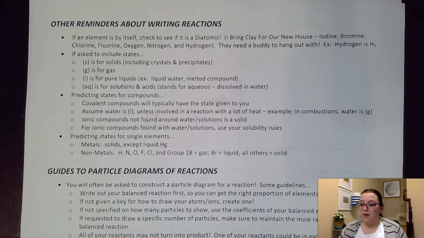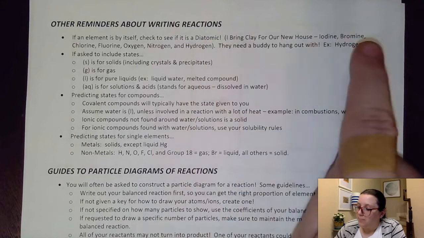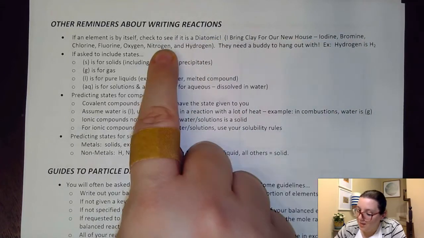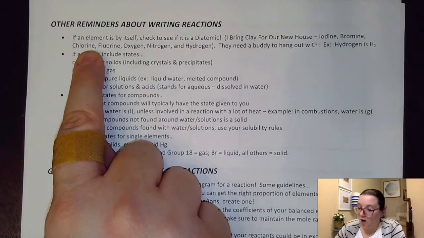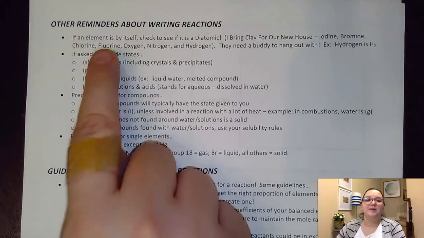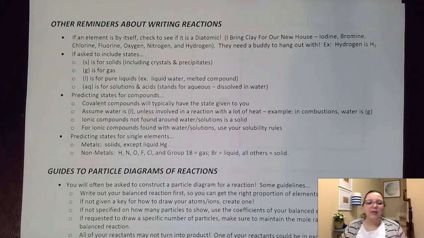Now, just as a reminder, I know a lot of you remember your diatomics from pre-AP chemistry. The way I've always remembered them is I bring clay for our new house. So it's iodine, bromine, chlorine, fluorine, oxygen, nitrogen, and hydrogen. I've heard another saying called Brinkelhoff, the BrINCl, so that's the Brinkel, and then the Hoff is HOF. So that might be another way of remembering it. Again, there's different ways to remember those diatomics, so whatever works for you.